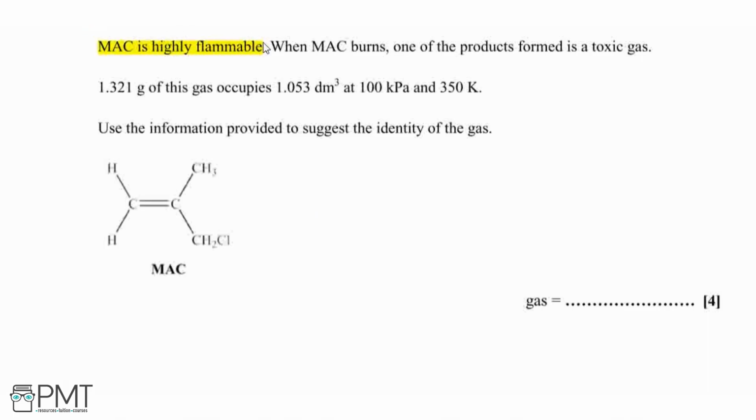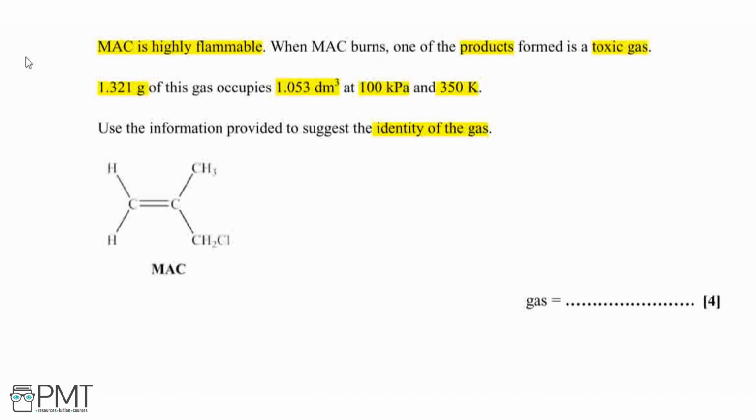MAC is highly flammable, and when it burns, one of the products formed is a toxic gas. And we've been given some information and we need to identify what the gas is. So we've been told that 1.321 grams of this gas occupies 1.053 decimeters cubed at pressure of 100 kilopascals and a temperature of 350 Kelvin.